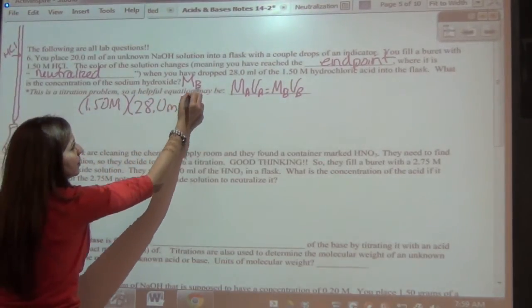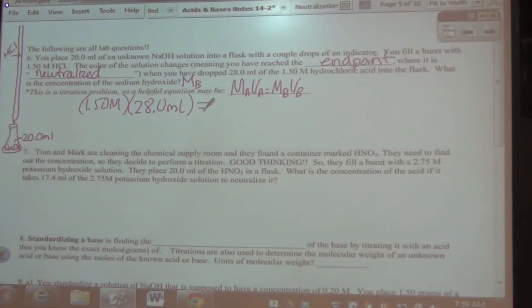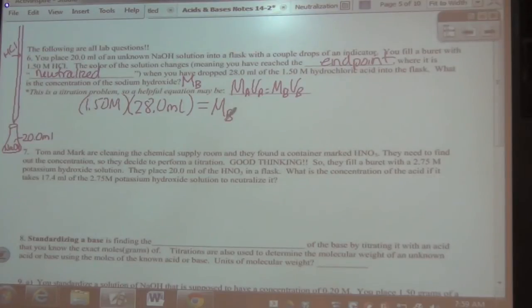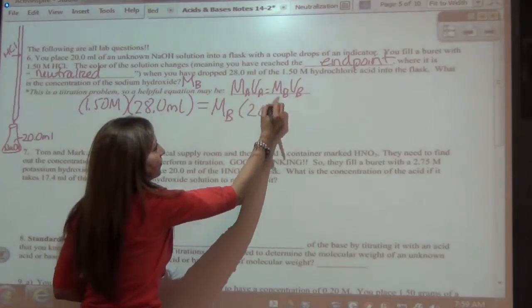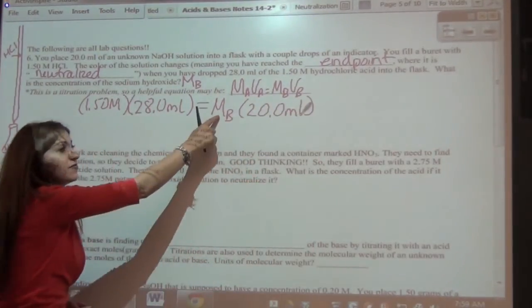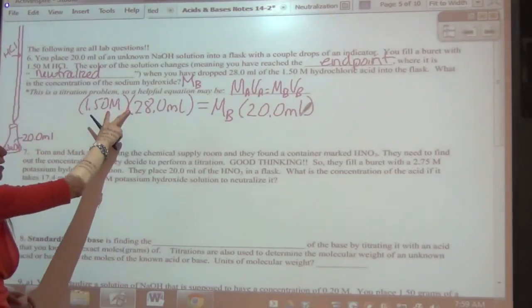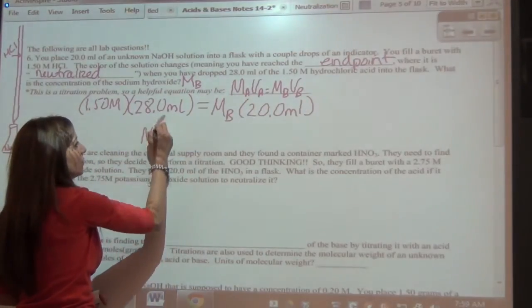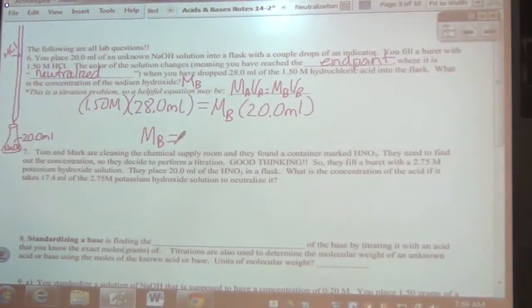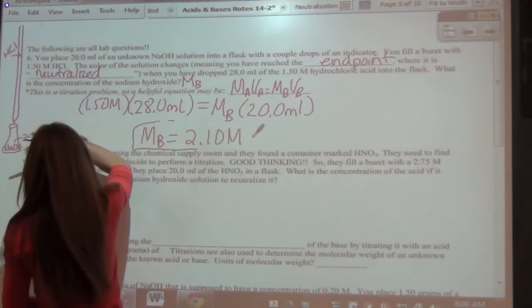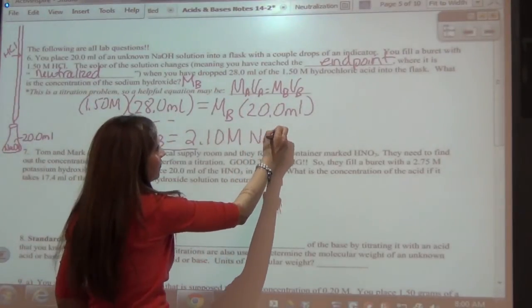So 28 milliliters equals. What's the concentration of the base? Well, that's what we're looking for, right? So MB is what we're looking for. And what is the volume of the base that we started with inside of the flask? 20.0 milliliters. Remember, if you're solving for X, you always start where? The opposite side. Good. And you multiply and then divide. Please tell me what you get for MB on this. 2.1. Awesome. 2.10 molar, and that would be your concentration, in this case, of the NaOH, of the base.